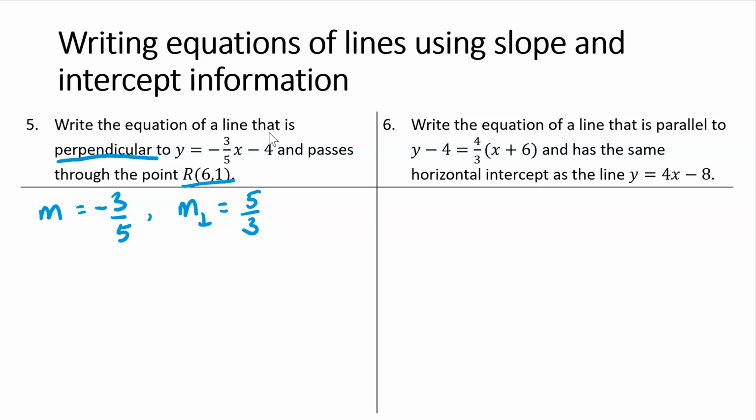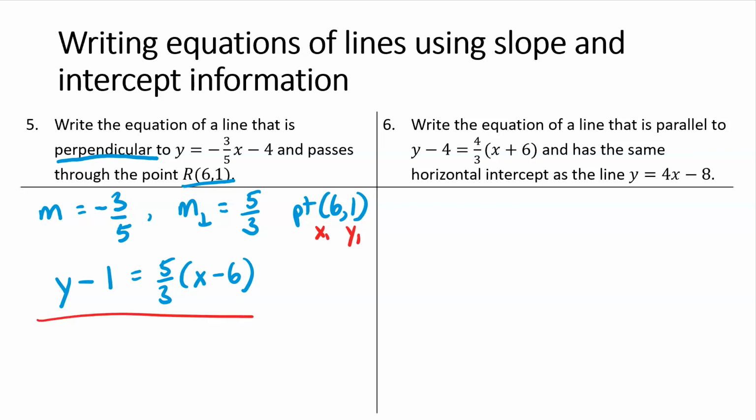And then it says that our line passes through the point (6, 1). So we have a slope and we have a point given to us, (6, 1). So we can plug that into point-slope form. y minus y1, which is 1, equals the slope of 5 over 3 times (x minus x1, which is 6). So to be clear, we're given a point, that is x1, that is y1, and you just plug it into the point-slope form, and that's your equation of the line.